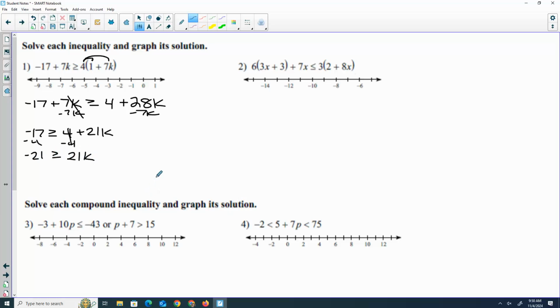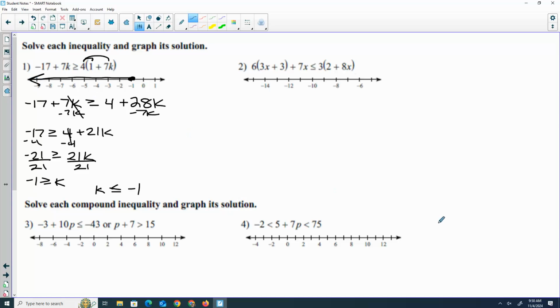What would we do next? When do you have to flip the inequality? Anytime we multiply or divide by a negative. So I get negative 1 is greater than or equal to k. If you want to rewrite it, you can flip it around. K is less than or equal to negative 1. We know if it has an equal to, that's a closed circle. The k is smaller than the negative 1, so it's going to the left.